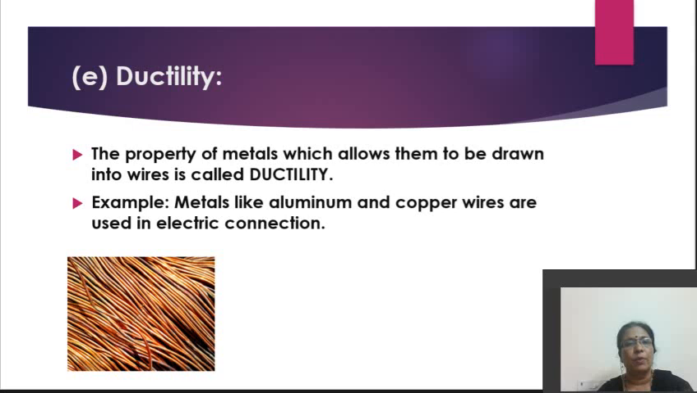Ductility. The property of metals which allows them to be drawn into wires is called ductility. Example, metals like aluminium and copper are used as wires in electric connection. Children generally get confused with malleability and ductility. In malleability, the metals can be drawn into thin sheets, and here we are talking about wires. So this property is called ductility. Metals can be stretched into wires, that is, they are ductile.